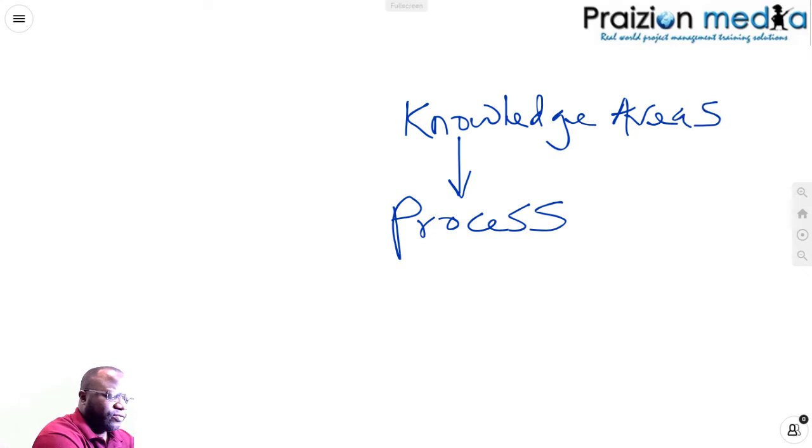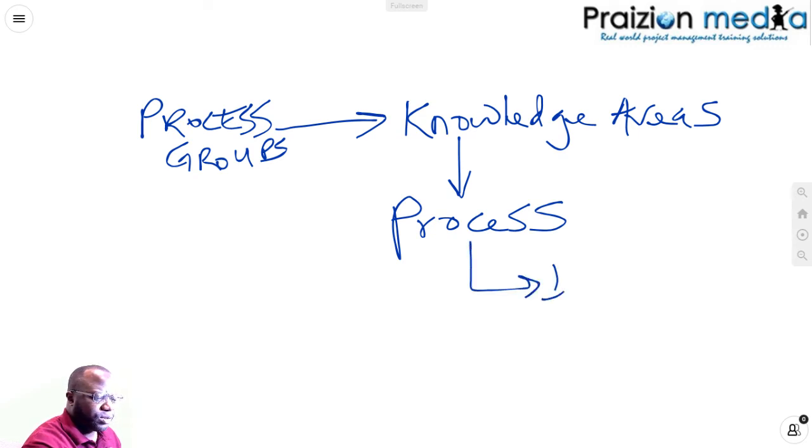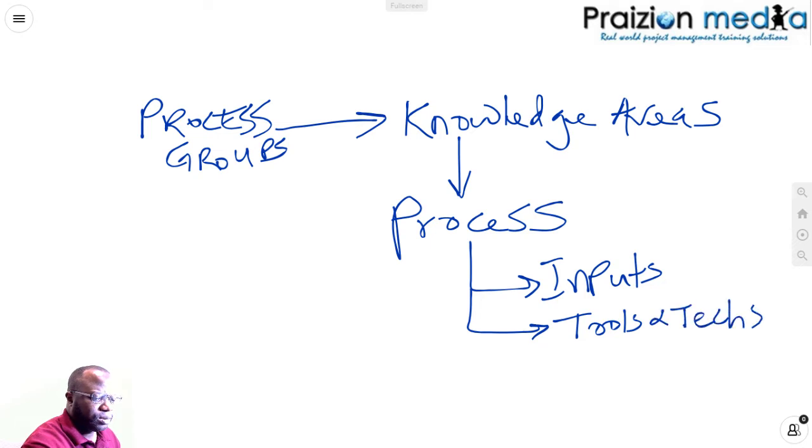Then we have process groups. I look at them as higher level because they're fewer, so I look at them in that way. And then under processes, we have inputs, tools and techniques, and outputs.